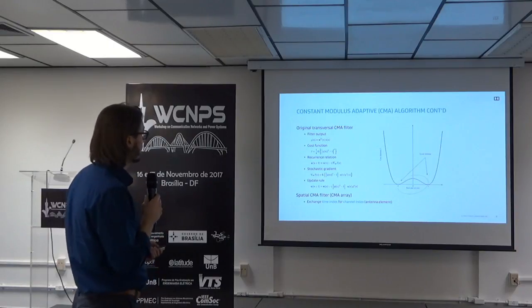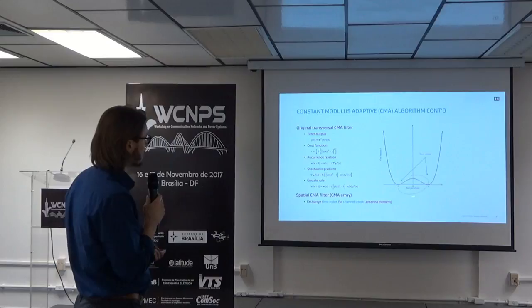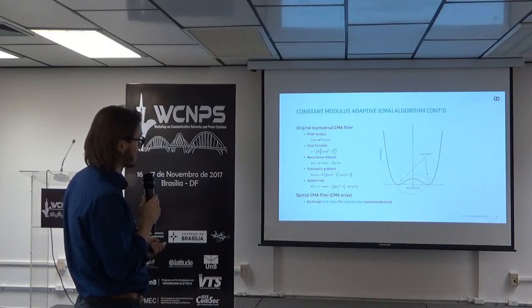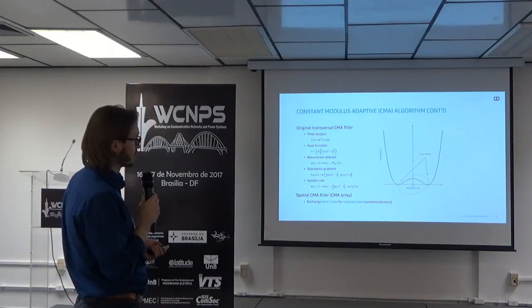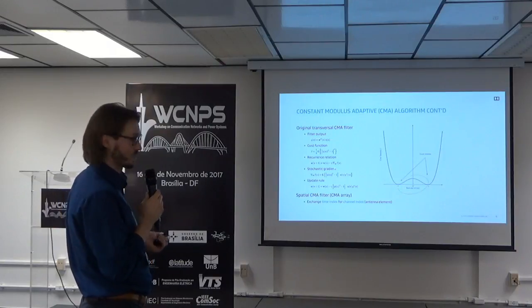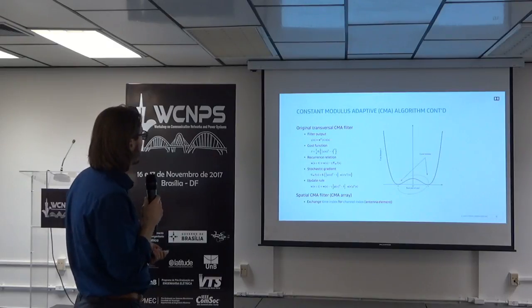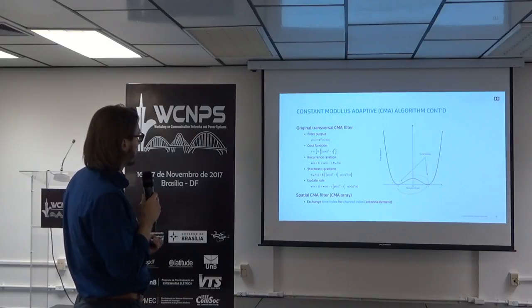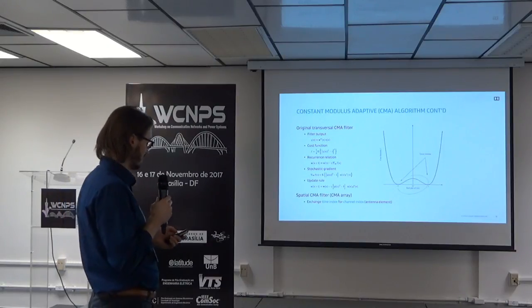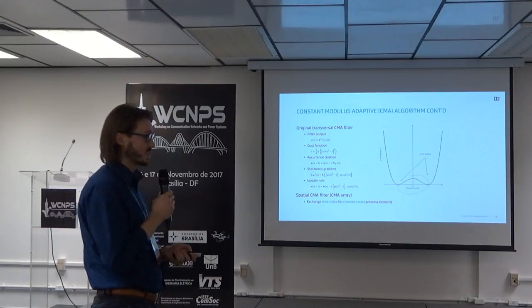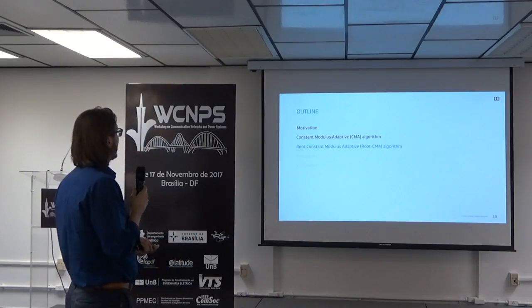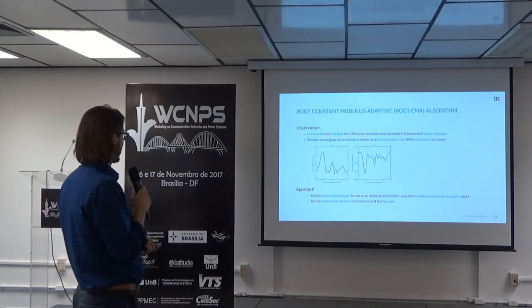Here's the cost function again. You can see it's only sensitive to the amplitude deviation, not to the phase deviation, and all the solutions on these circles would be solutions to this problem, irrespective of the phase. And to get from here to the spatial array, we just exchange the n, which is the time index, by the channel index of a channel array, and then we get the CMA array. Okay, so what is our extension to this?